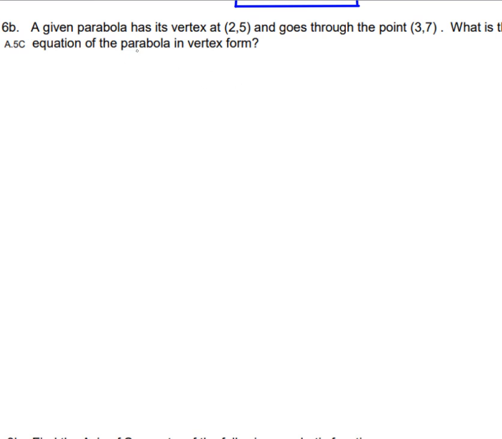Okay, so a given parabola has its vertex at this, so it gives me the vertex and it gives me a point. So this is going to be my x and y value that I'm going to use because it's a random point. And this right here is going to be my h, k. Remember, your h and k are really an x and y value, but they're a very specific x and y value, which is why we label them h and k, because that's your vertex.